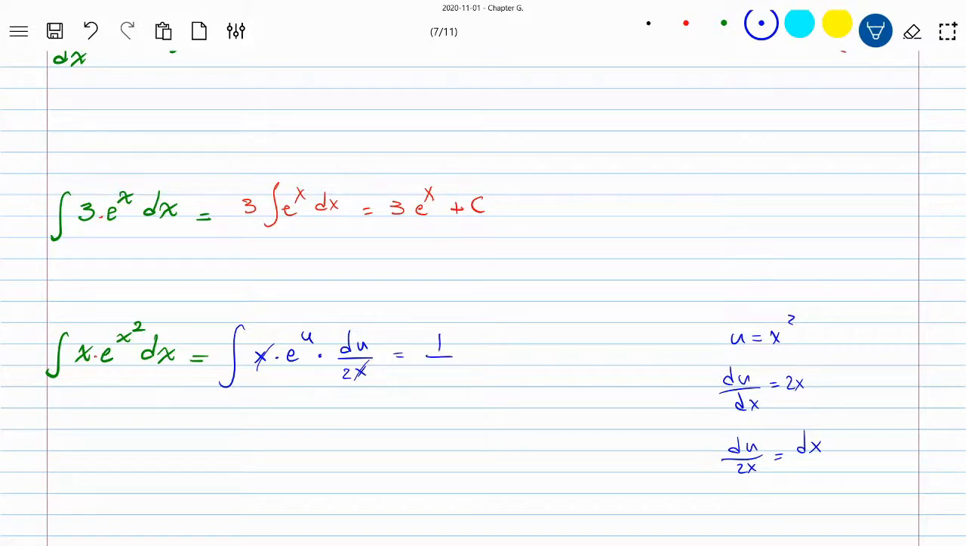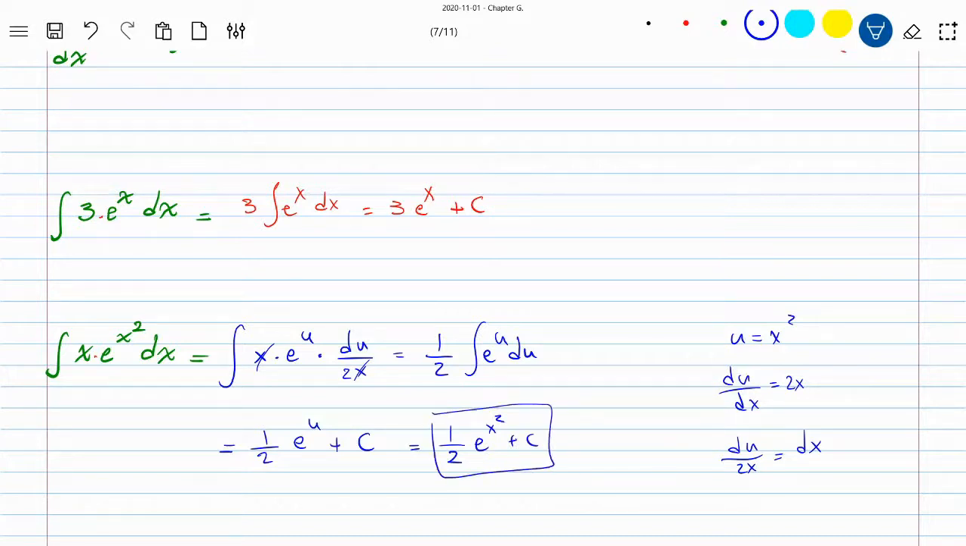You'll have 1/2 integral of e to the u du, which is equal to 1/2 e to the u plus some constant c. The integral of e to the u is e to the u. And therefore 1/2 e to the x squared plus c.